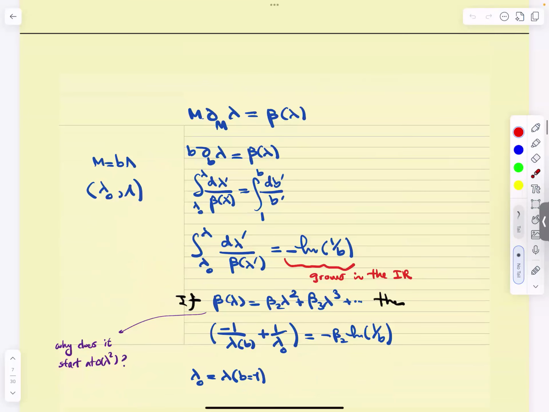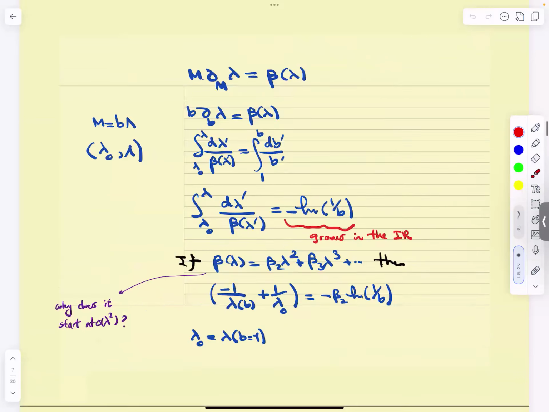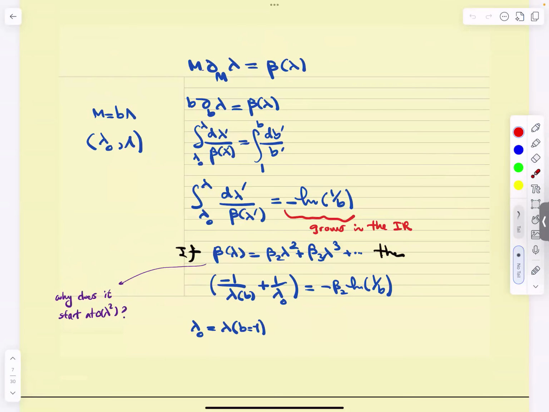And it has UV problems. Good. But let's be a little bit more specific about this analysis. So what is the beta function? M dλ/dm is β(λ), right? So take m to be bΛ. b is that dimensionless parameter that tells you what scale you're working with compared to the UV scale.